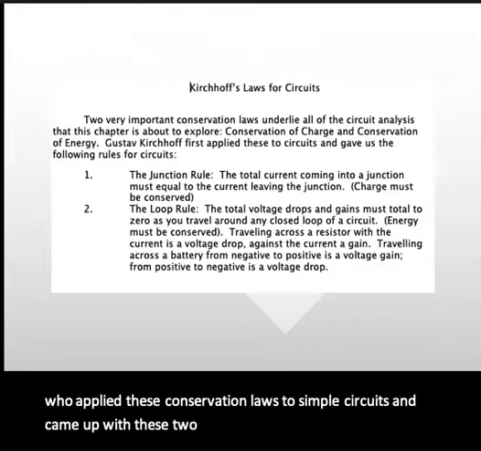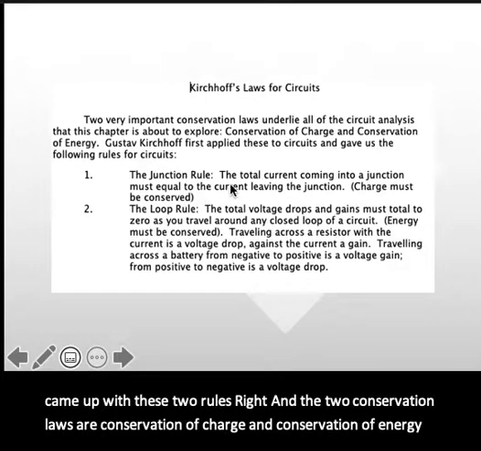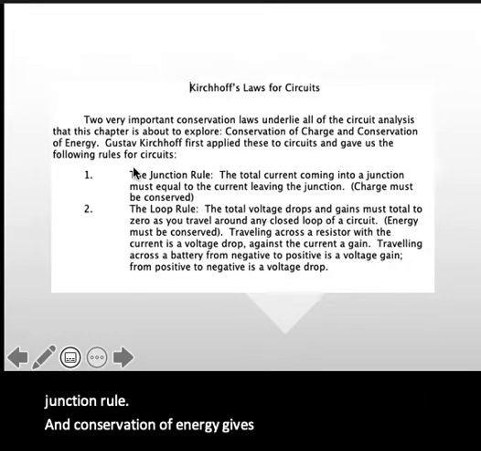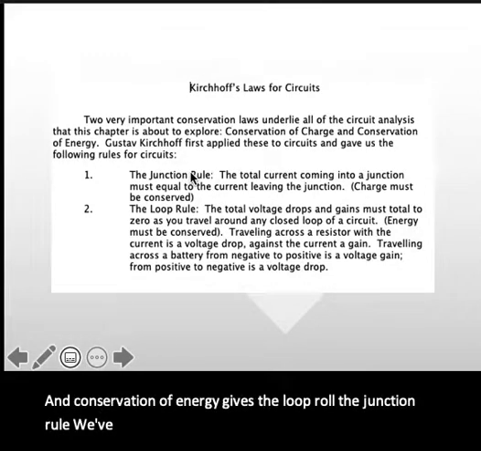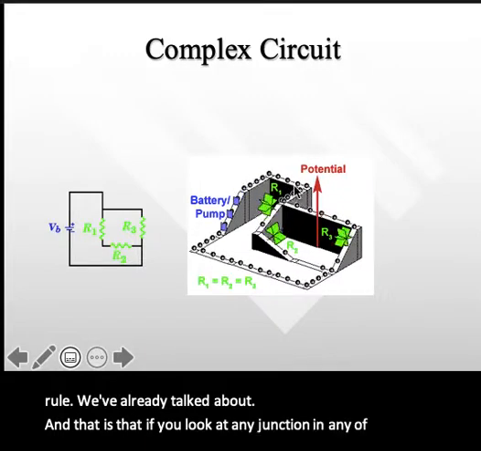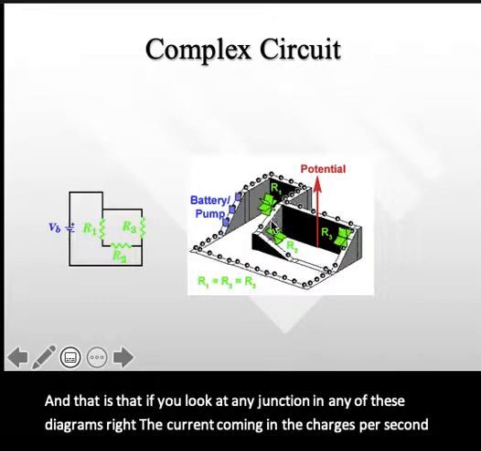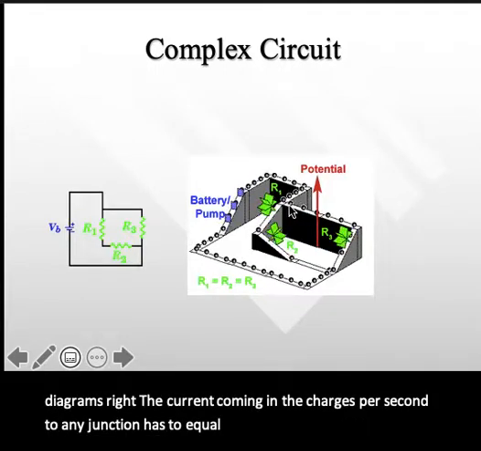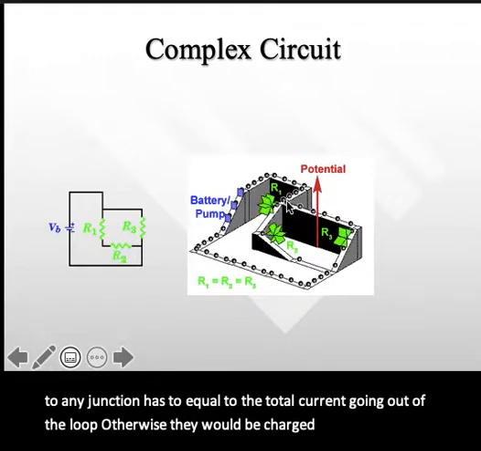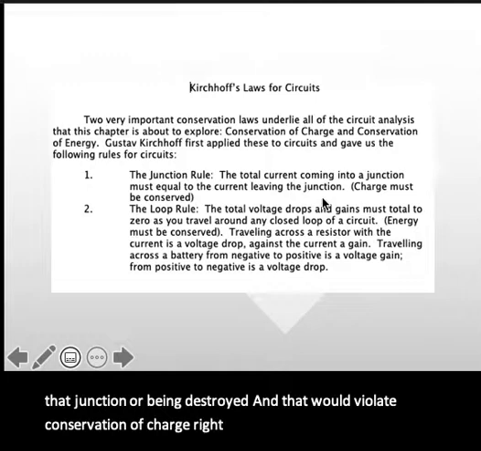And the two conservation laws are conservation of charge and conservation of energy. So conservation of charge gives us the junction rule, and conservation of energy gives us the loop rule. The junction rule we've already talked about: if you look at any junction in any of these diagrams, the current coming in, the charges per second, to any junction has to equal the total current going out. Otherwise, there will be charge being created or destroyed at that junction, and that would violate conservation of charge, right? So that gives you this junction rule here.